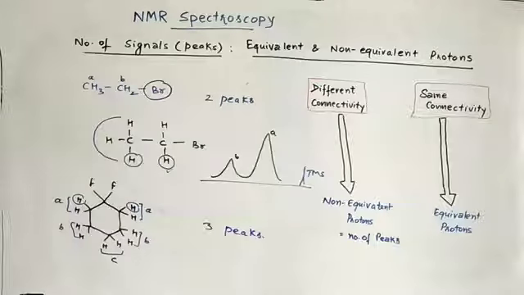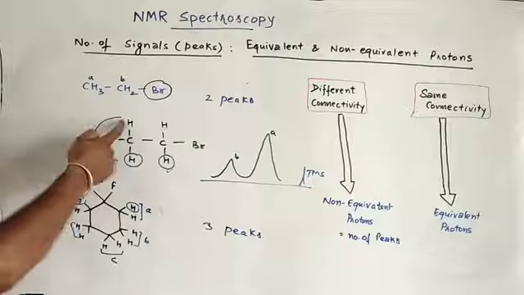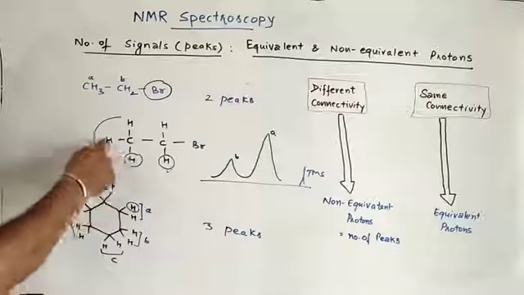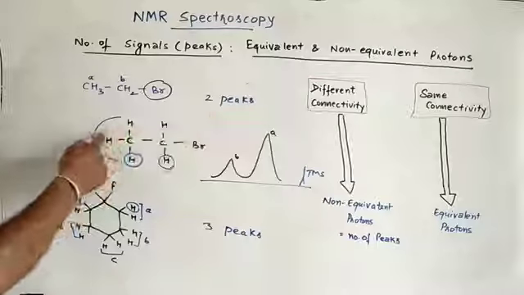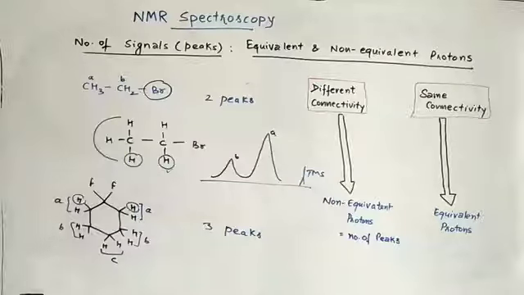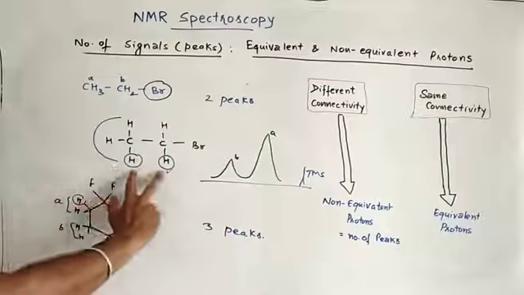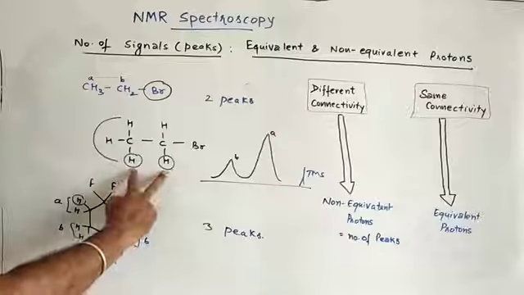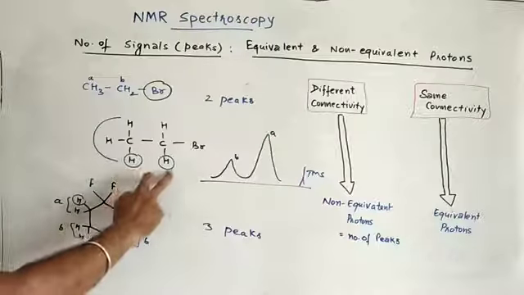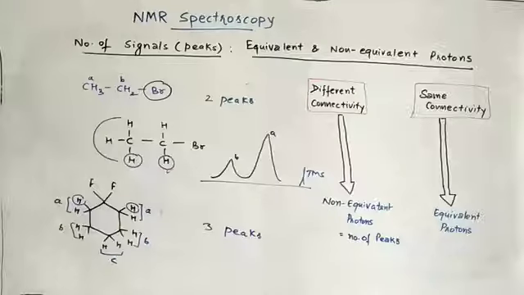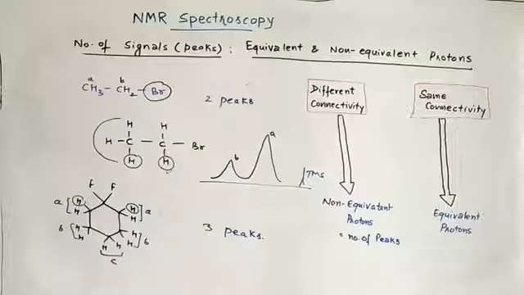So in this way we will follow this: different connectivity has non-equivalent protons and same connectivity has equivalent protons. Same connectivity means same connectivity of this and this. It means all these protons have the same connectivity, so these 3 protons are equivalent protons and equivalent protons give a single peak. But if you compare these 2 protons, the connectivity of this proton and this proton is different. It means this proton and this proton are non-equivalent, they give different peaks. So in the next lecture we will discuss a number of more examples to find out the number of peaks in each and every compound.